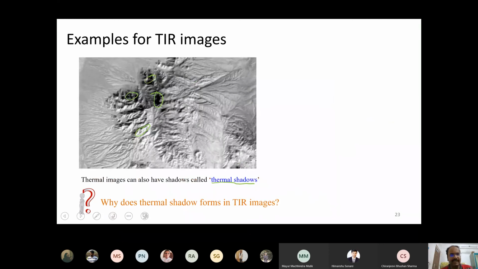What causes it? Anyway, Earth is emitting. Wherever the Earth surface is, it will emit. So if the surface is uniform, we should see it uniformly bright, right? But still, we are able to see shadows in TIR images. Are the shadows in the TIR image and the visible image the same or different? Any guess on that? Just take a rough guess. Maybe due to the Earth's own temperature.